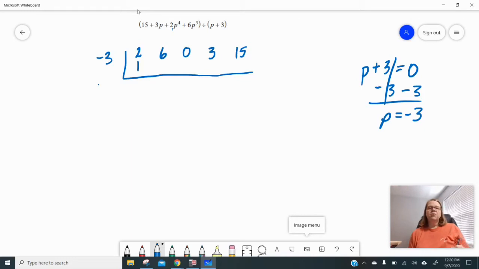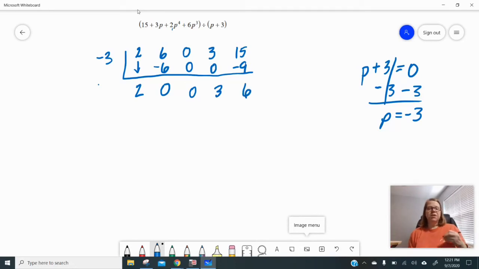Okay, so the first thing you do is you just bring down the first number. So I bring down the 2, and then you multiply -3 times 2. Well, -3 times 2 is -6. And then you combine those. So 6 minus 6 is 0. Then you multiply again. -3 times 0 is 0. And 0 plus 0 is 0. And then -3 times 0 is 0. And then you add those together. So 3 plus 0 is 3. And -3 times 3 is -9. And 15 minus 9 is 6.